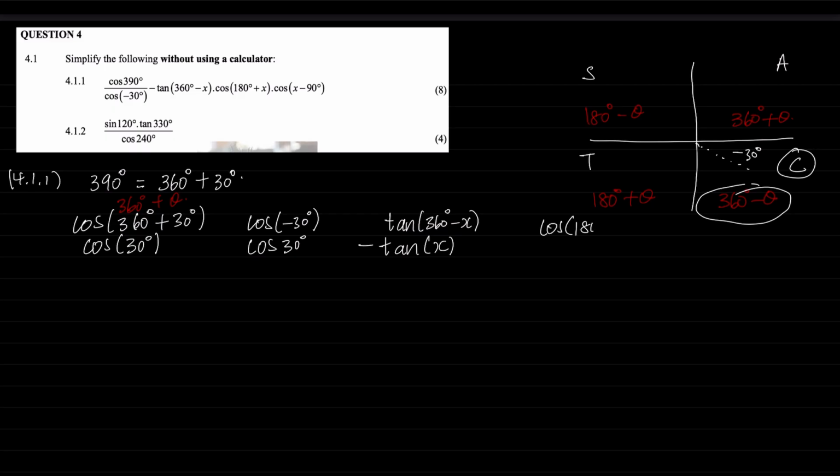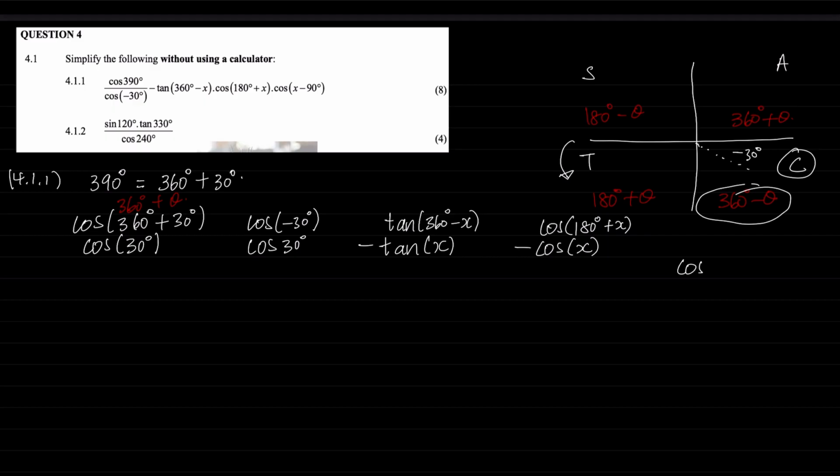Cos of 180 plus x. 180 plus x is third quadrant. Cos is negative in the third quadrant, so it's going to be minus cos x. And the last one is cos of x minus 90. Let me just write that here.